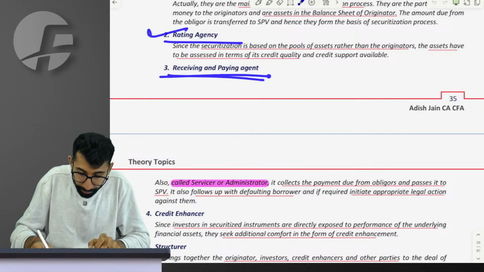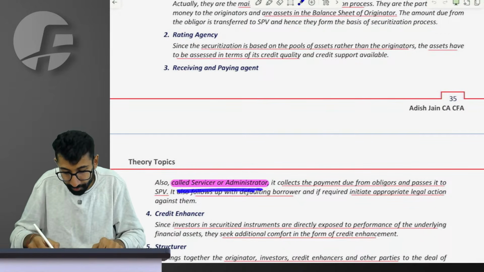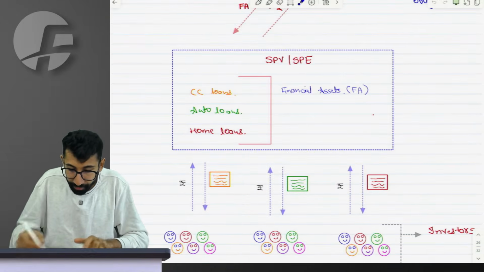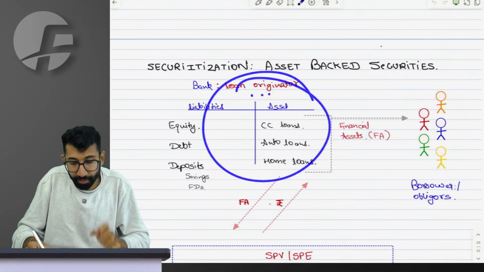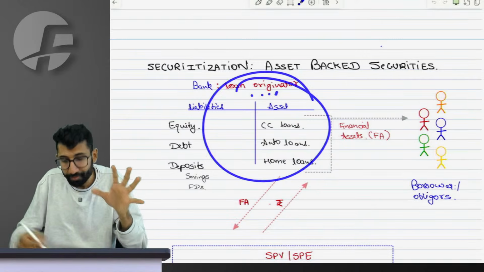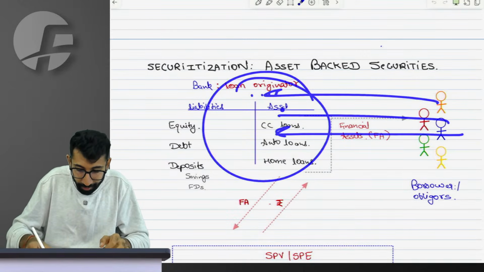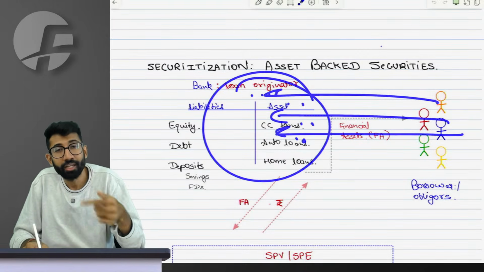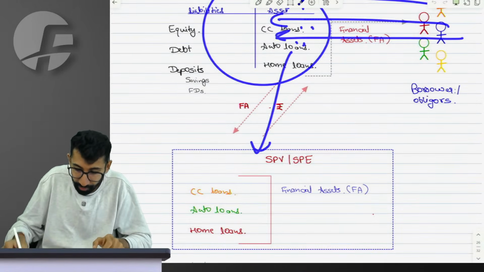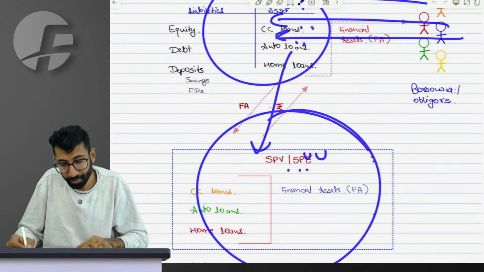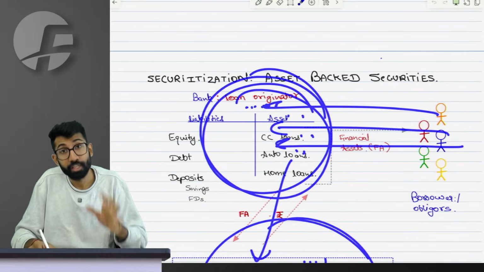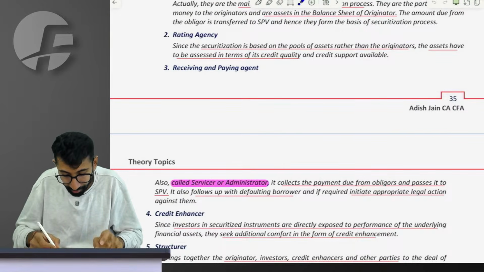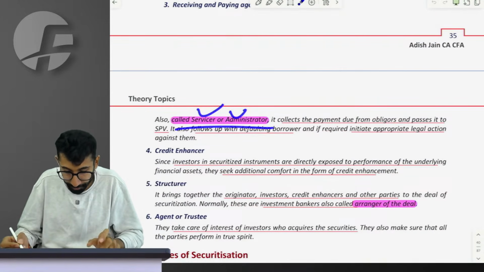They do the paying and receiving agent role. They are also called the servicer or the administrator. Sir, generally the originator is made the paying and receiving agent. They do the job of receiving the money, sending the notices, sending the reminders. If the borrowers don't pay, they take out the legal procedures and everything, and then send the money to the SPV. So they are called servicers, or there may also be some separate entity who does the job of paying and receiving agent, called the administrator or servicer.